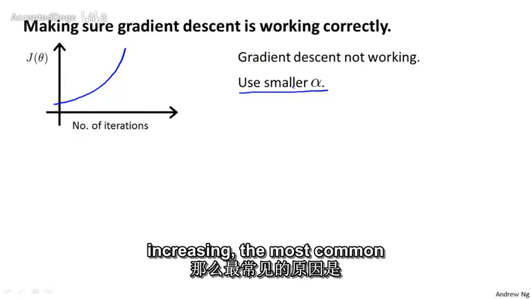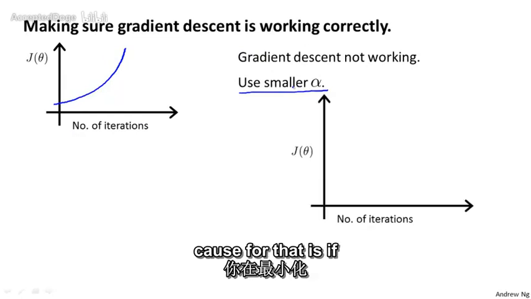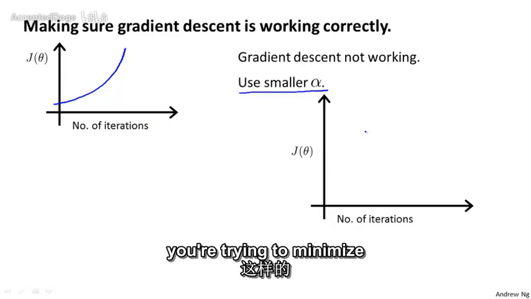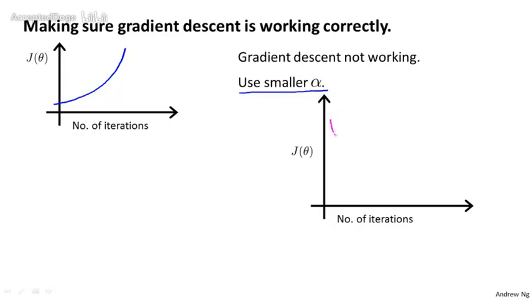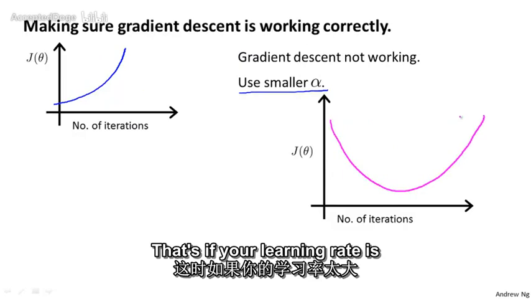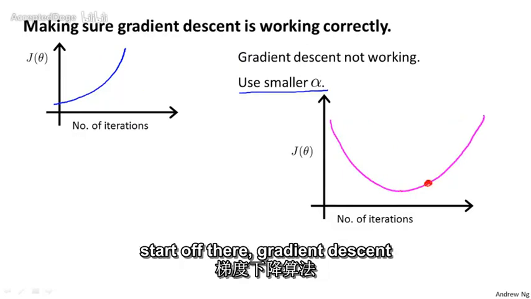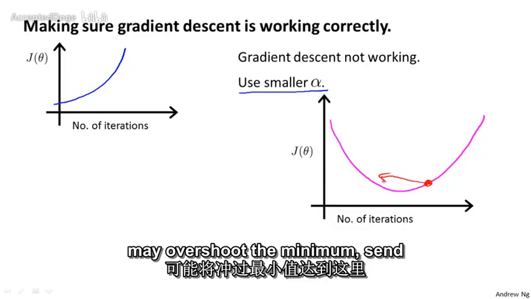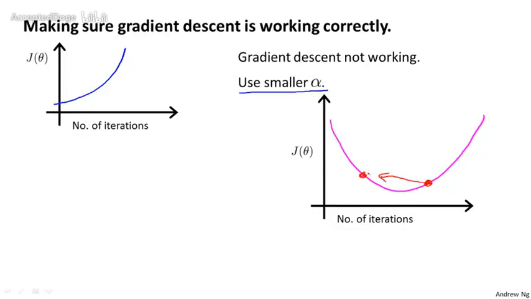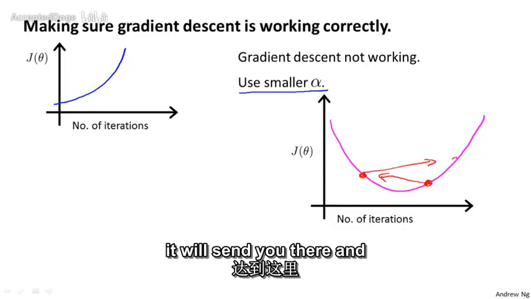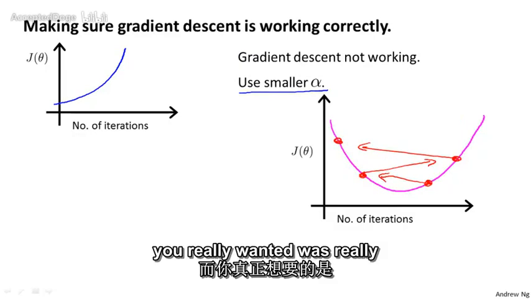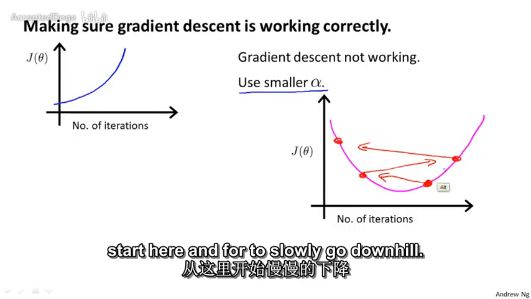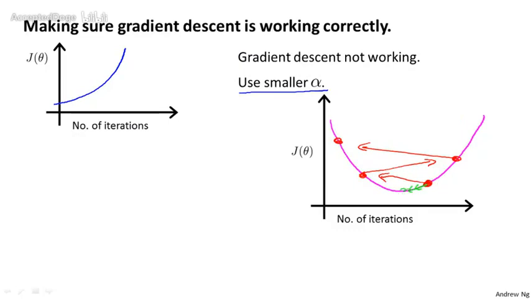If J of theta is actually increasing, the most common cause for that is if you're trying to minimize a function that looks like this. But if your learning rate is too big, then if you start off there, gradient descent may overshoot the minimum and send you there. And if the learning rate is too big, you may overshoot again and send you there, and so on. What you really wanted was for it to start here and slowly go downhill, right?